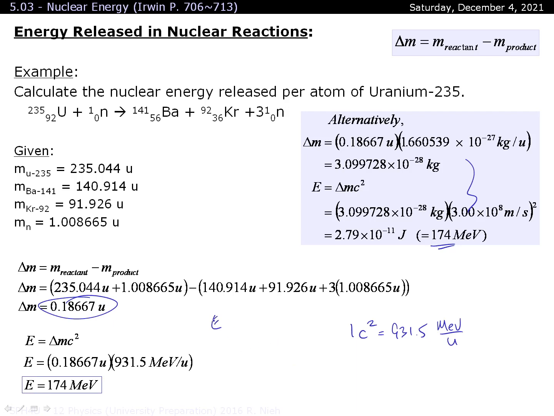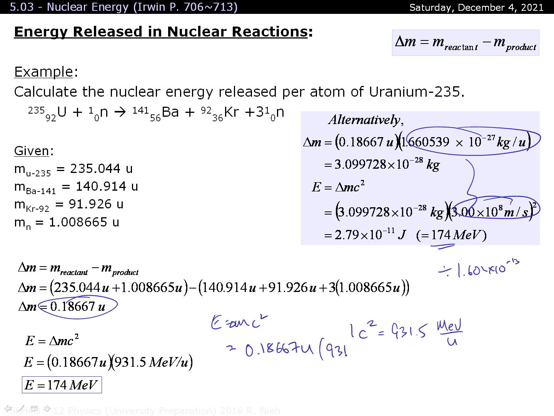So you have, was it E equals MC squared, which is equal to 0.18667 U. And you know you're going to go through the effort of multiplying by this number, multiplying by this number squared, and then dividing it by 1.602 times 10 to the negative 13 over and over again. So instead of spending all that time doing it over and over again, just multiply that by 931.5 MeV over U, and that'll quickly get you to your answer of 174 MeV. So that's a much faster way of getting to your final answer.